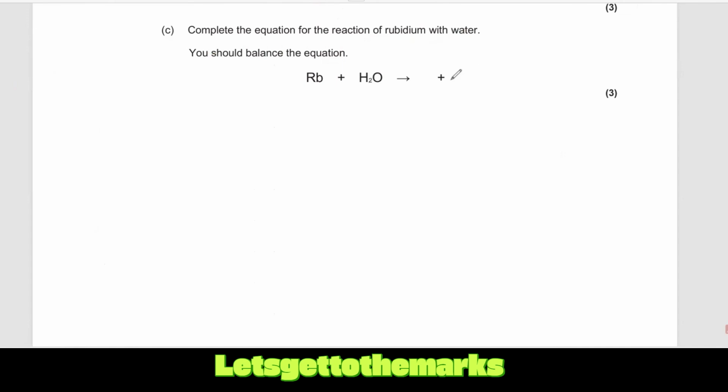Let's go. Rb plus H2O. Anytime you add a metal to water, at GCSE, you just have to know about the alkali metals.